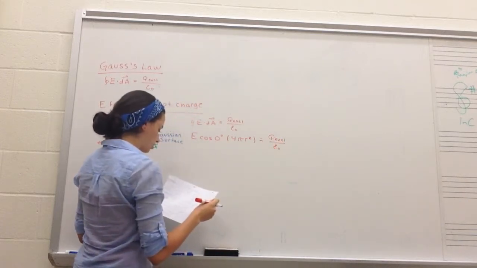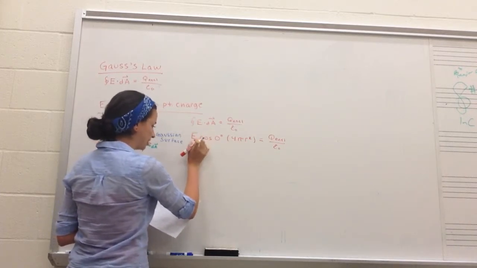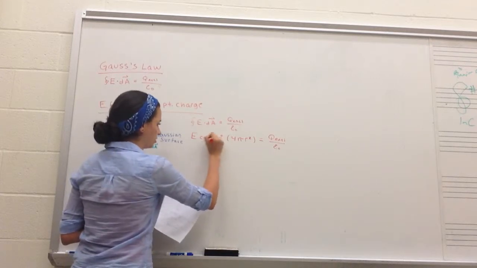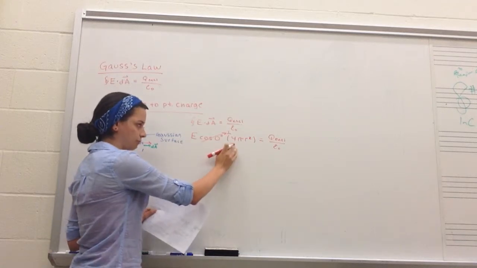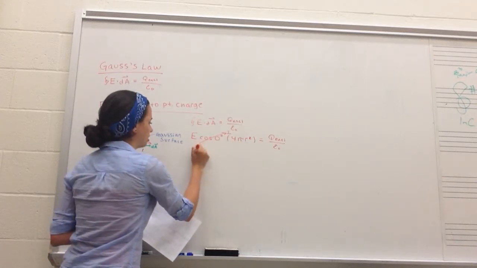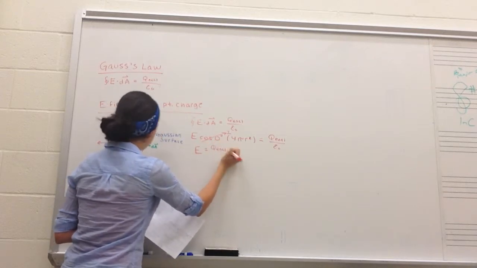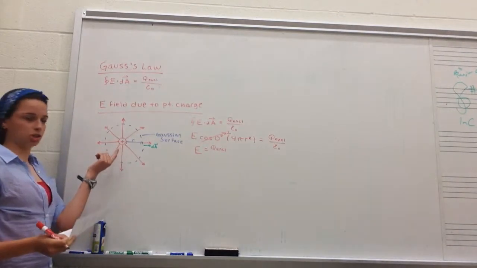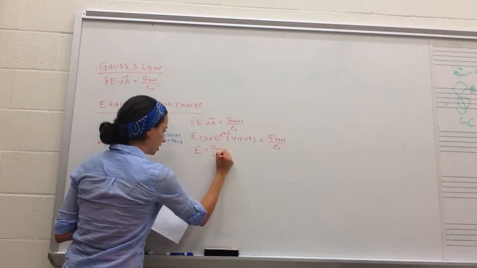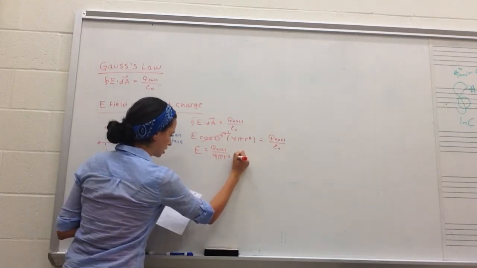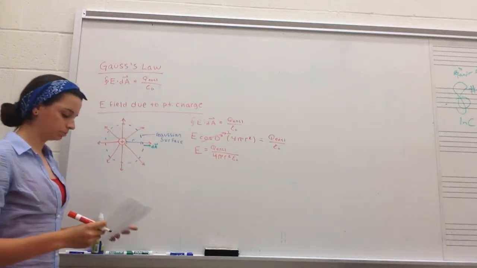Alright, so as a result, when we solve for the E vector, or the electric field, this cosine of 0 goes away because it just equals 1. Doesn't change our multiplication. And we divide by 4 pi r squared, and we get that the electric field equals the charge enclosed, which we could call Q, over 4 pi r squared times epsilon naught. And this is the electric field due to a point charge.